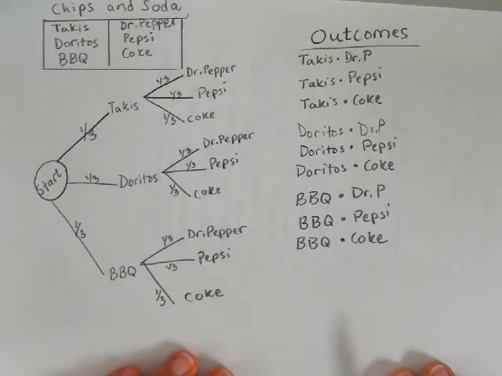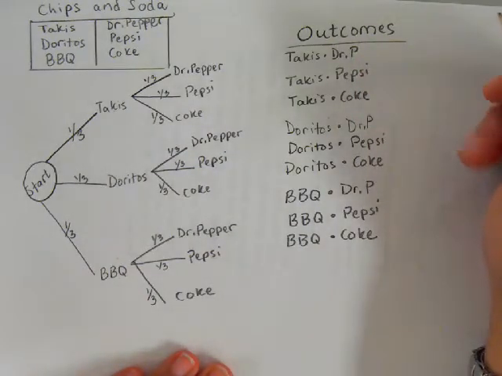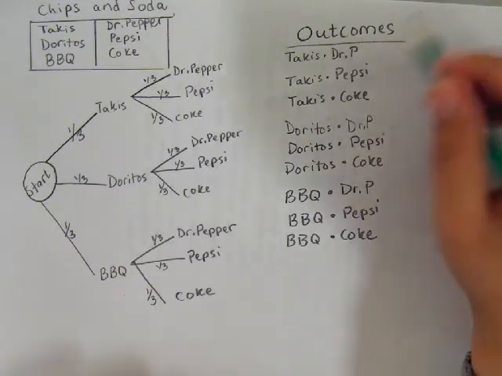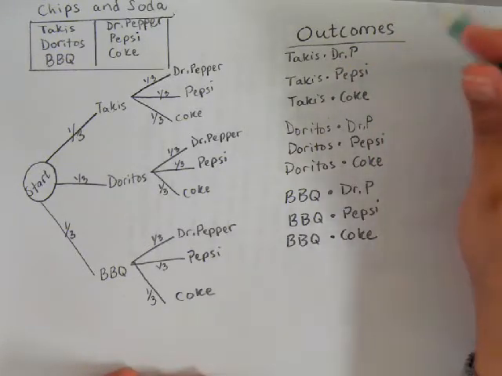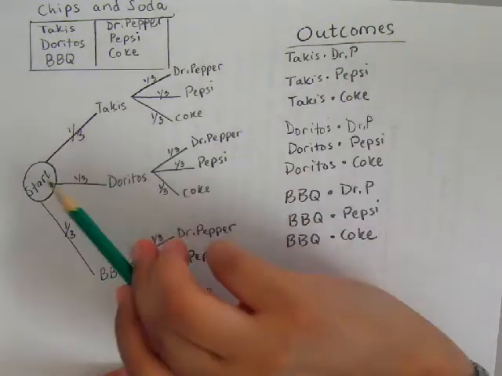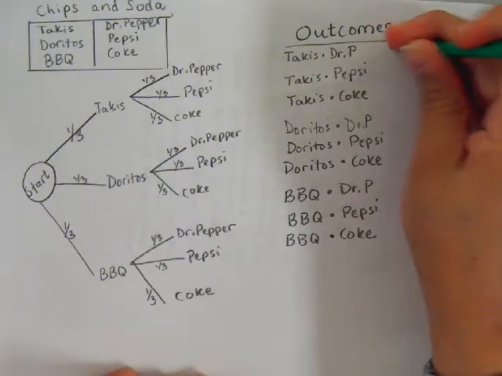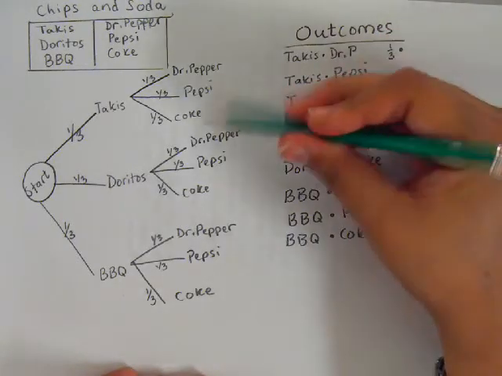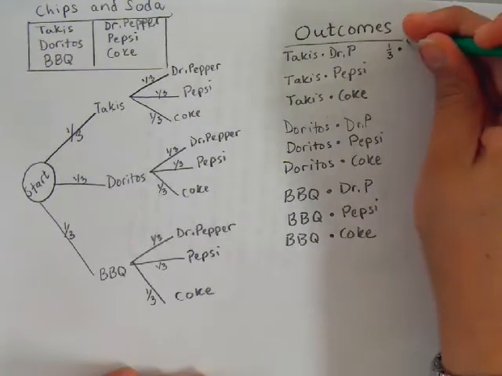also need to state what are the probabilities of getting exactly this combination. So what is the probability of closing your eyes completely and randomly, blindly choosing Takis and Dr. Pepper, for instance? Well, to figure that out, we figure out what are the chances of you choosing Takis in the first place. So that is going to be 1/3. Okay. And we're going to combine that with the chance of you choosing Dr. Pepper out of all of the beverage choices. And that would also be times 1/3.